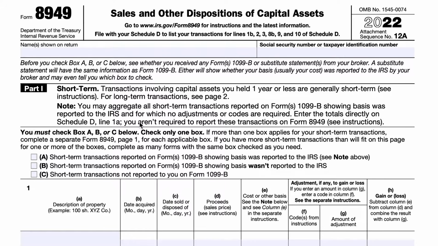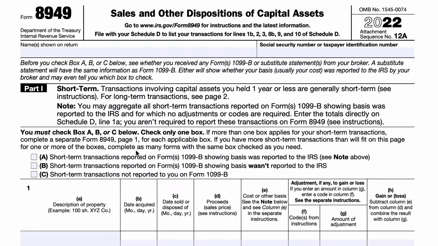At the top of this form, you'll see the name and social security number or taxpayer identification number. Again, if you're filing a joint return, you may need to have separate 8949s, but your total 8949s should include all transactions for the year for yourself and for your spouse. You'll note that there are 3 boxes, A, B, and C. You have to check one of the boxes, but you should only check one box.